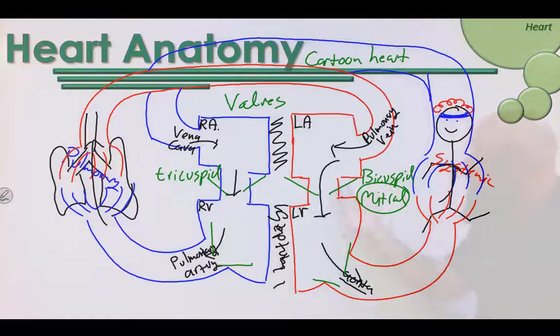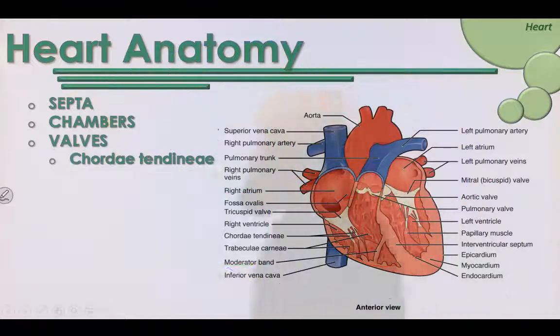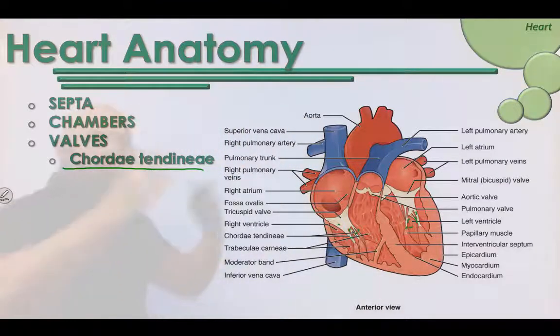One of the reasons it can do that and not wind up getting flipped the wrong direction is because of the presence of those chordae tendineae. Maybe I can go back a slide. There we go. The chordae tendineae anchor that valve to the wall of the right ventricle or the left ventricle, and prevent it from flapping backwards.